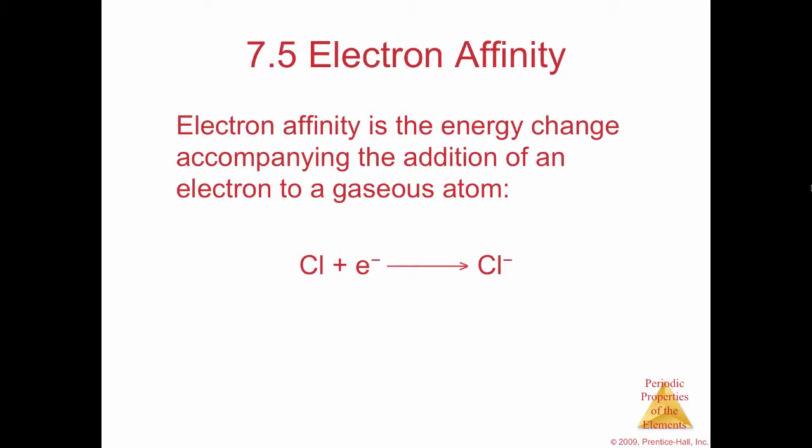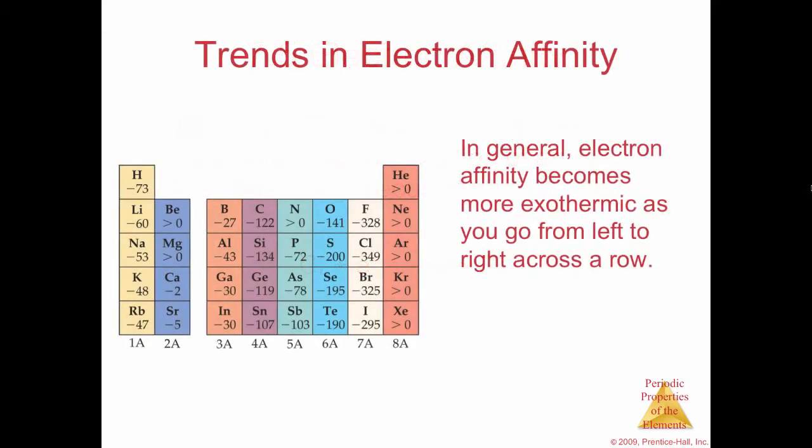7.5 Electron affinity. Electron affinity is the energy change accompanying the addition of an electron to a gaseous atom. In general, electron affinity becomes more exothermic as you go from left to right across a row. This picture shows the electron affinities for the s and p block elements of the first 5 periods. Notice that the trends are not as evident as they are for ionization energy.